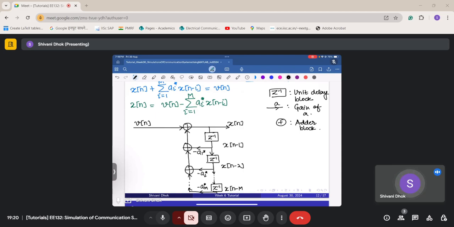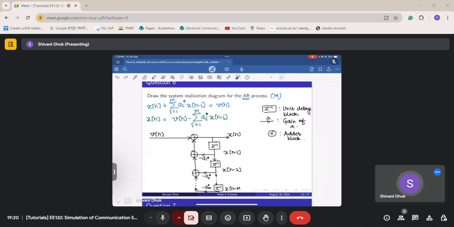Okay, so you have your input here, then you have your output, and the delayed versions of your output are multiplied by the appropriate gains and are fed back to your input. So this is the realization diagram for your AR process of order M.